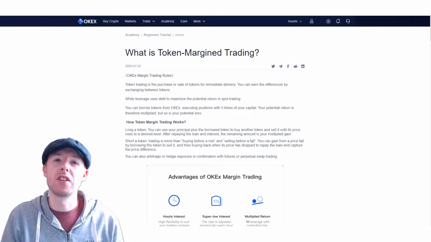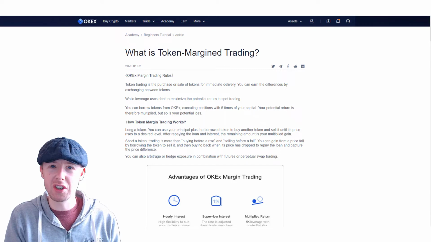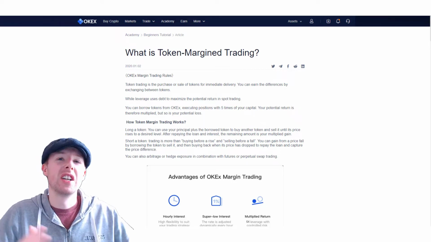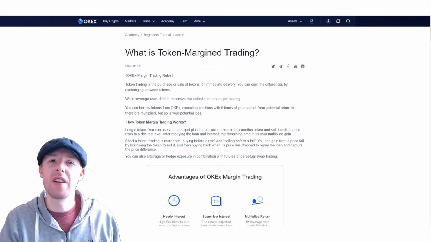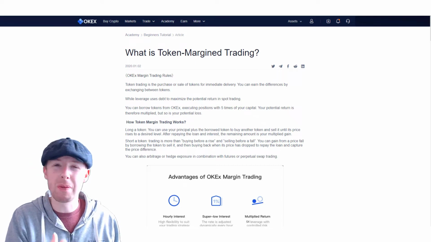So what is margin trading? It allows you to borrow from the exchange or people on the exchange to leverage. So 2x, 5x, 10x in some cases. Majority of Binance is 5x.